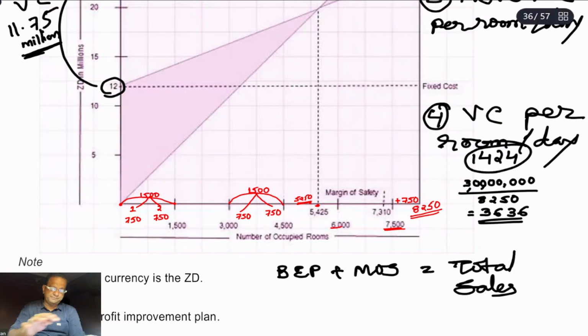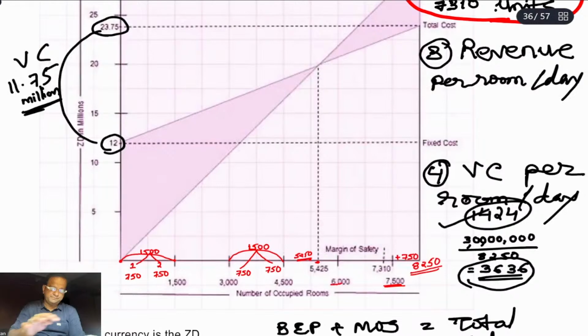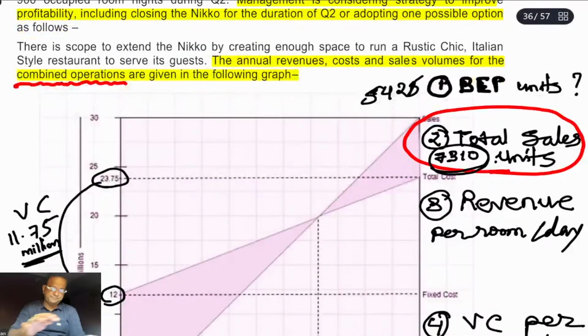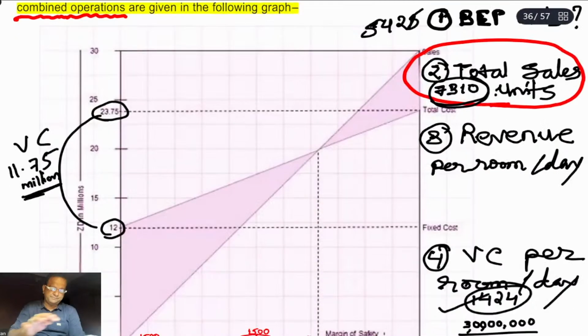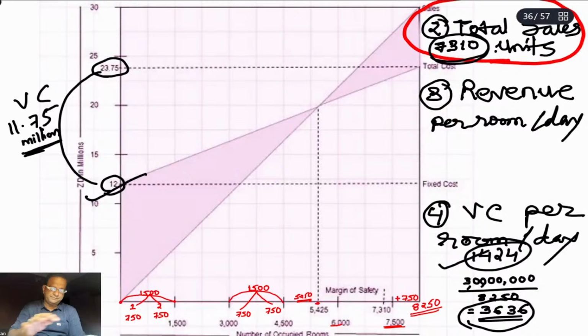Now the answer is very simple, beta. The revenue is 3636 per room per night, combined revenue. The combined variable cost is 1424. You will get the combined contribution per room per night. That will be multiplied by the most important part, that the total sold units is 7310, minus total fixed cost of 12 million. You will get now the revised profit, and you have to check whether the revised profit is more than the current profit or not.